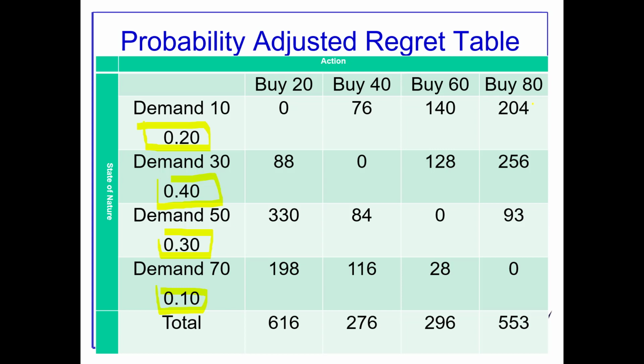And now all I do is sum these down and work out what the overall total figure is at the bottom. And I will pick the number which is the smallest. So I pick 276. So with a probability adjusted regret table, I want to purchase 40 bicycles. So I think 40 bicycles is the best thing to do if I am a sore loser. And remember, Minimax is the sore loser issue because something's happened before that they didn't like and they're a little bit scared about what's going to happen in the future.